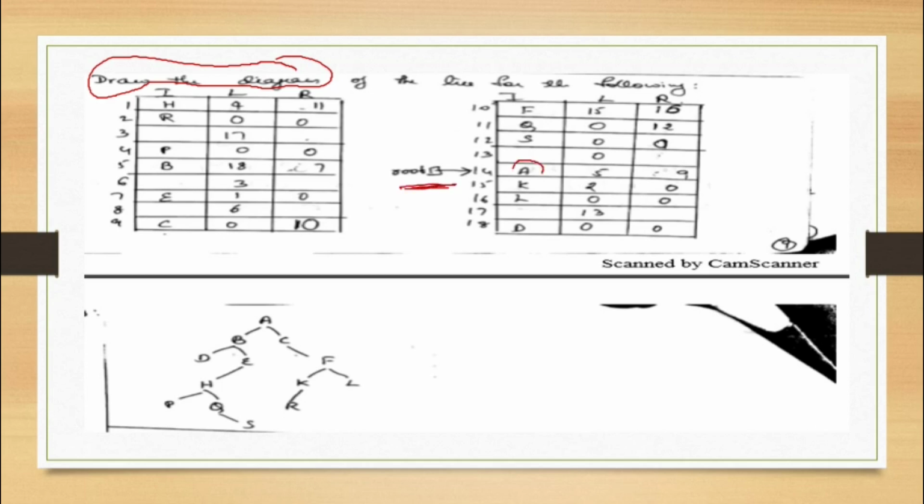Root is nothing but A. So you draw the A here. You can mark this, or you don't mark, it doesn't matter. Then go to the left location, the left link.